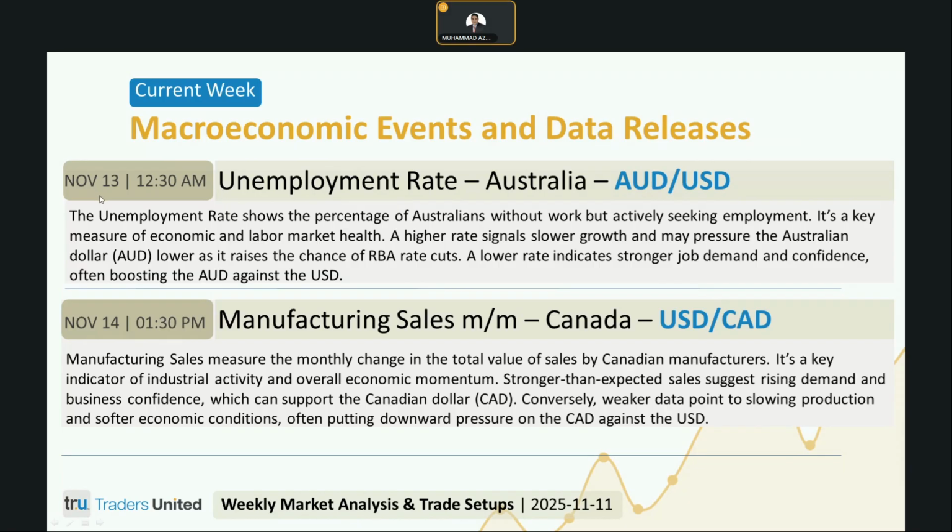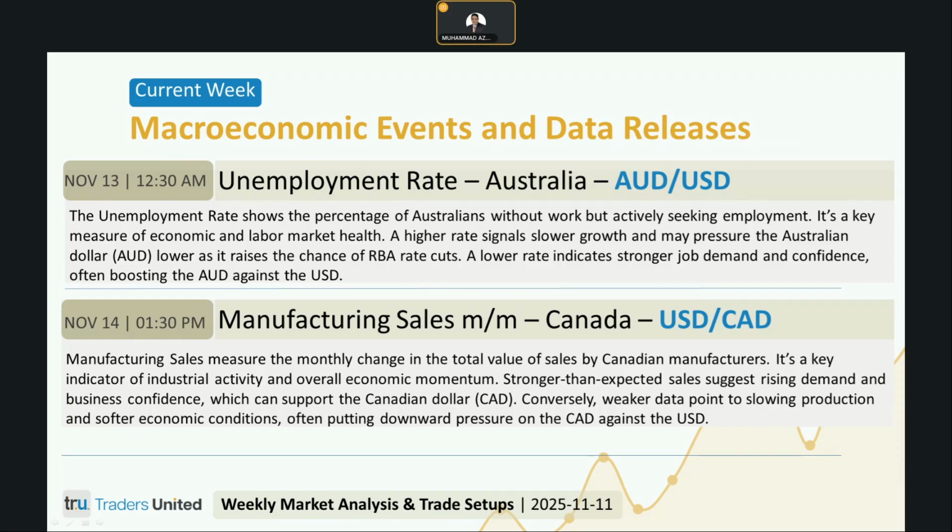We are expecting unemployment rate on November 13 at 12:30 a.m. UTC time. The previous number we got was 4.5%. The forecast is 4.4%. The actual data not yet released. So the pair in focus is the Aussie dollar currency pair, AUD USD currency pair.